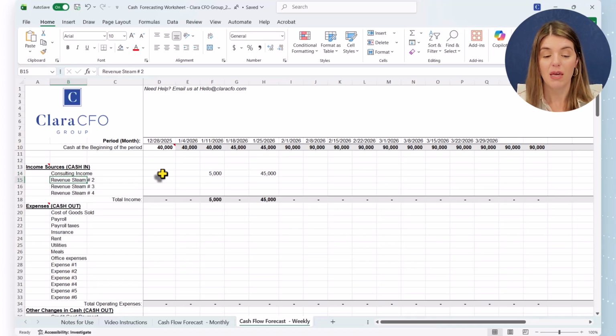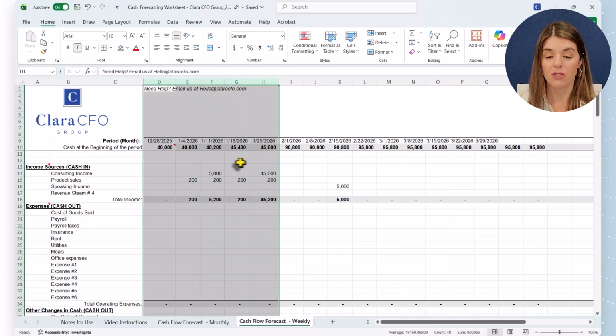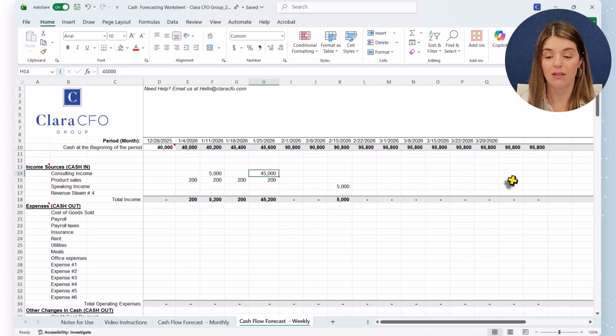And then maybe you have some product sales that come in, but they're sort of ad hoc. Maybe you average somewhere around $200 a week in product sales. Okay. And then maybe you have a speaking engagement and you know that you're actually going to get paid for that on February 15th, $5,000. Okay. And then I'm just going to do this for the first month, say.